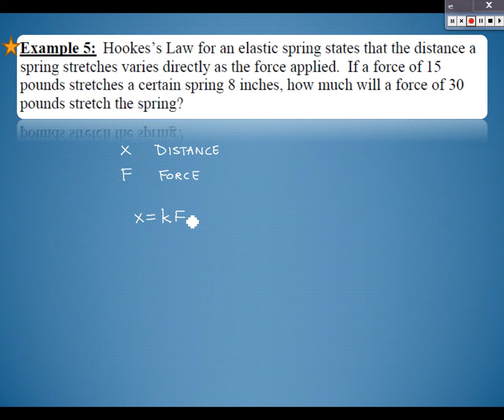It says if a force of 15 is applied, 15 pounds, that stretches the spring 8 inches. That results in x being 8. If a force of 30 is applied, what does that mean for the length, that is, what is x going to be? That's the question. Okay? Ready, go. The first person to give it to me.